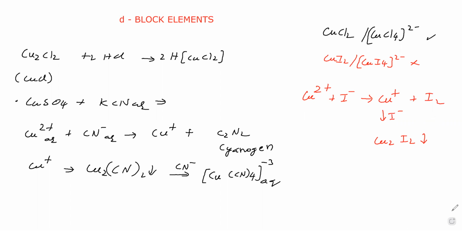Next, we will take blue vitriol. Blue vitriol formula is CuSO4.5H2O. This is heated. What happens? It is heated to 100 degrees Celsius. Out of 5, 4 water molecules are leaving. Therefore, we are getting like this.